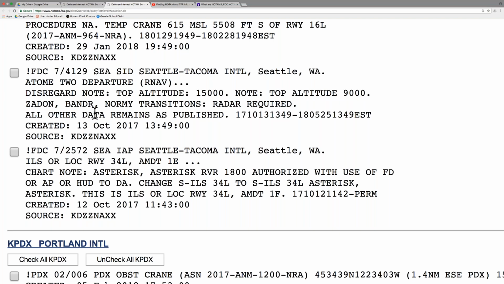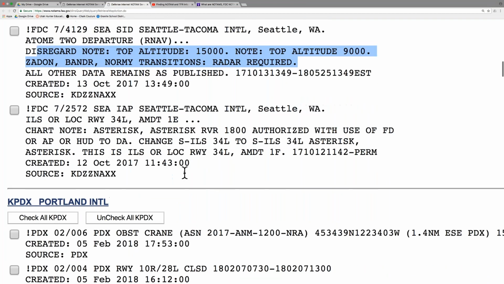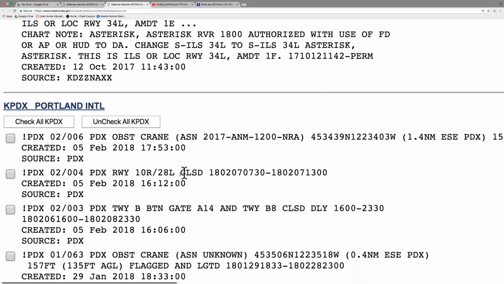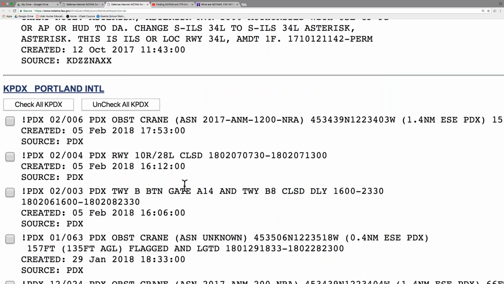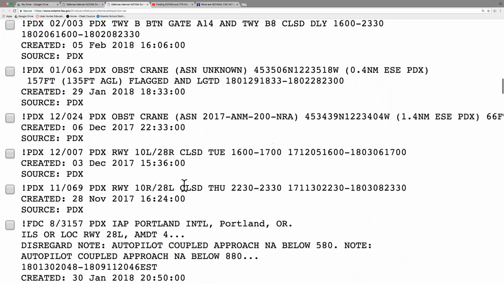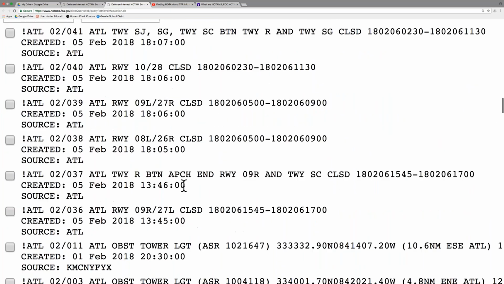So that one doesn't really apply to us because, first of all, we're not using RNAV. And second of all, it's telling us to disregard these altitude restriction notes, which, once again, is something that the pilot's going to be more concerned about than we are as dispatchers, right? Let's see.